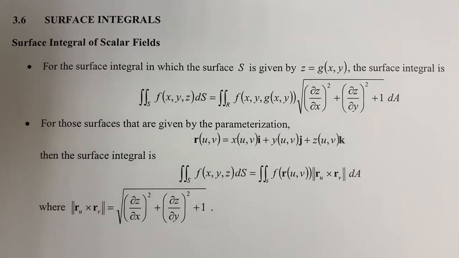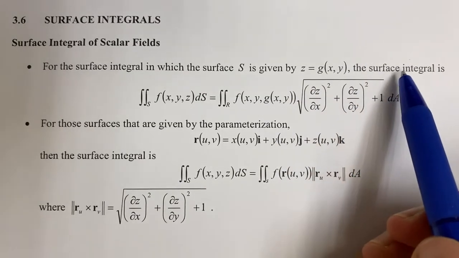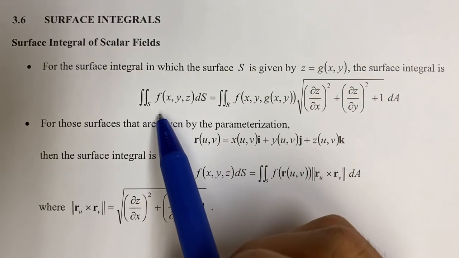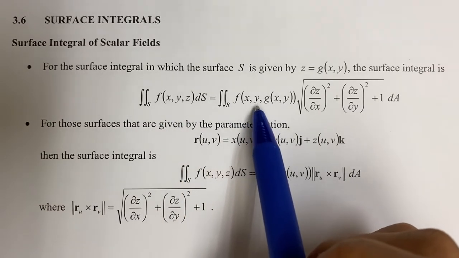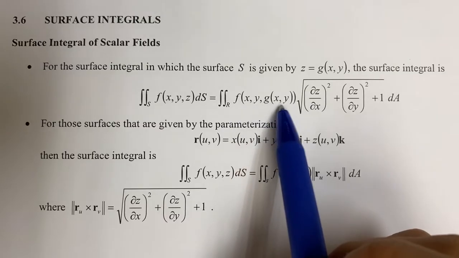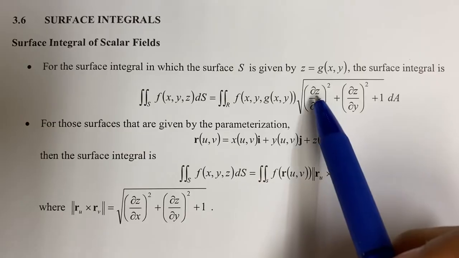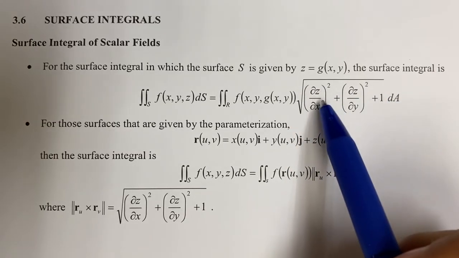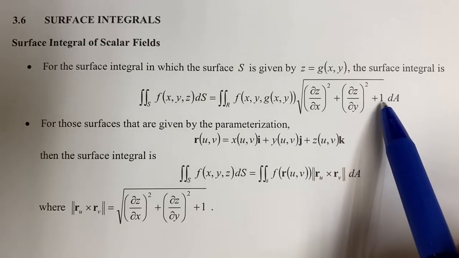Moving to 3.6, we have surface integrals. Surface integrals of scalar fields. Okay, we have scalar and vector fields. For the surface integrals in which the surface S is given by z equal to g of x, y, the surface integral is the double integral of f(x,y,z) dS, which is equal to the double integral of f(x,y, z written in terms of x and y), times the square root of del z over del x square plus del z over del y square plus 1 dA.